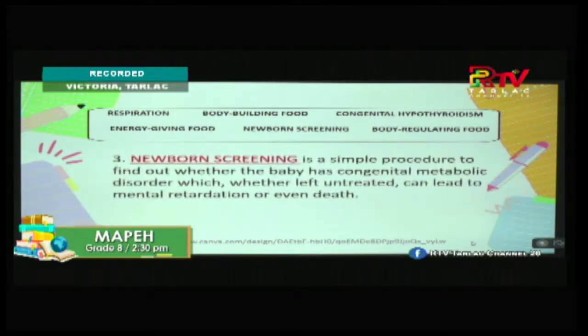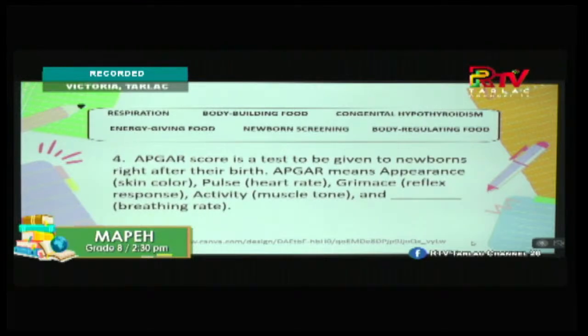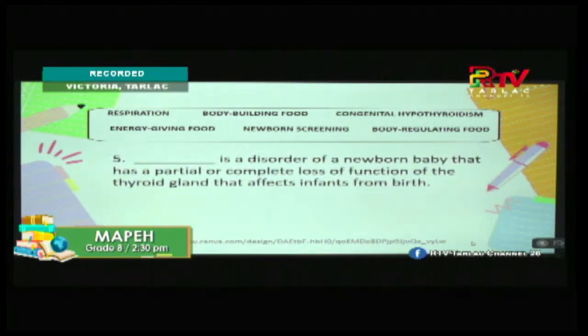Good job. Number 4. APGAR score is a test to be given to newborns right after their birth. APGAR means appearance or skin color, pulse or heart rate, grimace or reflex response, activity or muscle tone, and blank or breathing rate. What is your answer? The answer is respiration. Very good. Number 5. Blank is a disorder of a newborn baby that has a partial or complete loss of function of the thyroid gland that affects infants from birth.